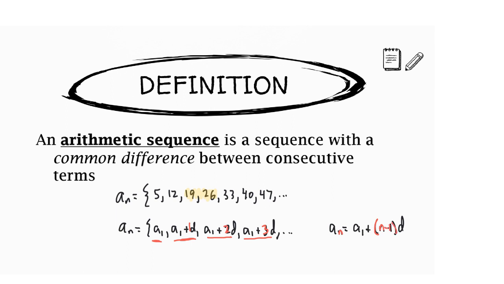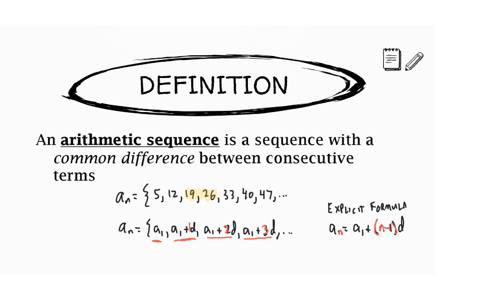This is called an explicit formula. An explicit formula for an arithmetic sequence. The reason it's called an explicit formula is because it can explicitly tell you exactly what a particular term is if you know the first term and the common difference, which we know.